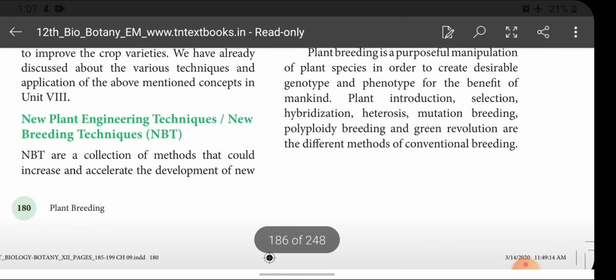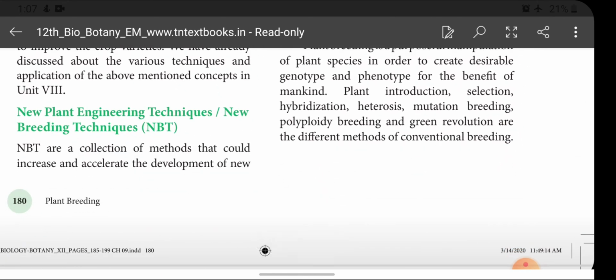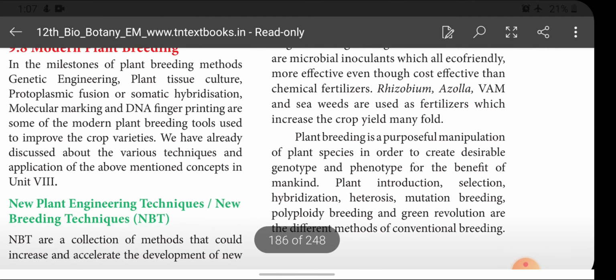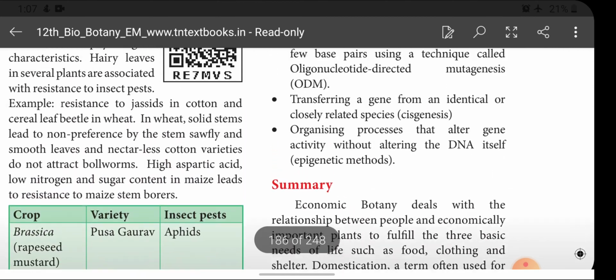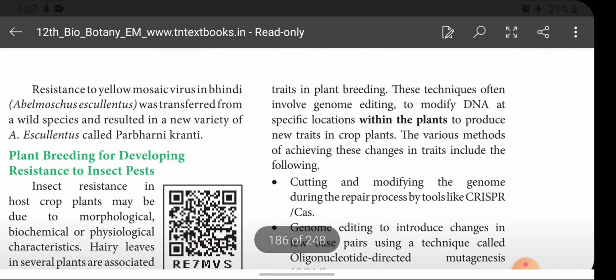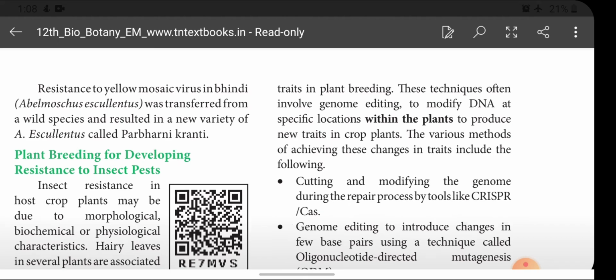New plant engineering techniques, new breeding techniques. New breeding techniques are a collection of methods that could increase and accelerate the development of new traits in plant breeding. These techniques often involve genome editing to modify DNA at a specific location within the plant to produce new traits in crop plants. The various methods of achieving these changes in traits include the following.